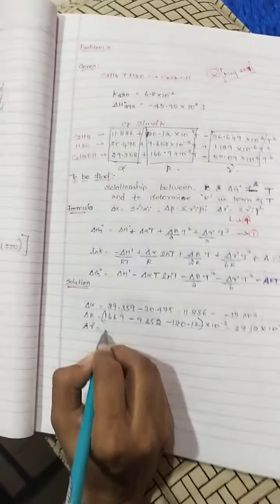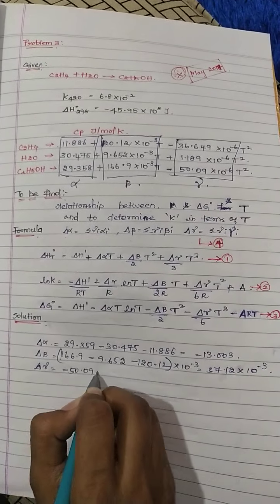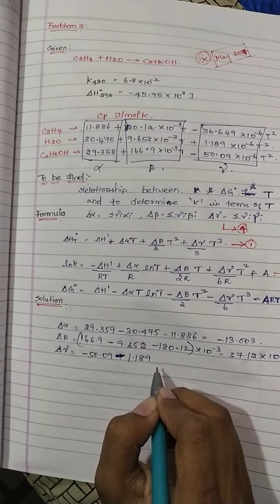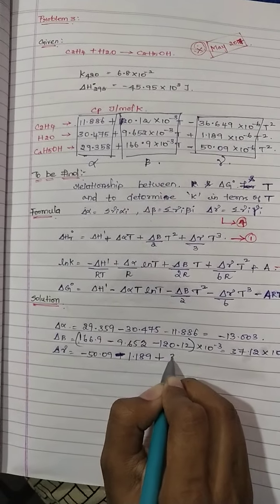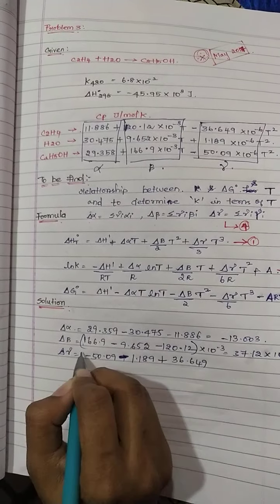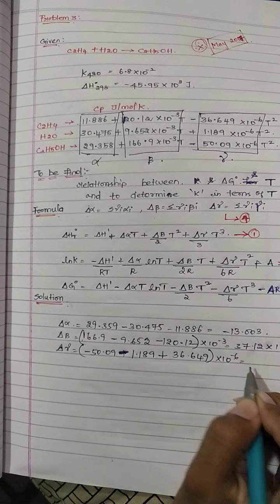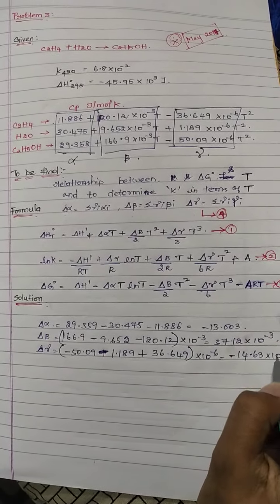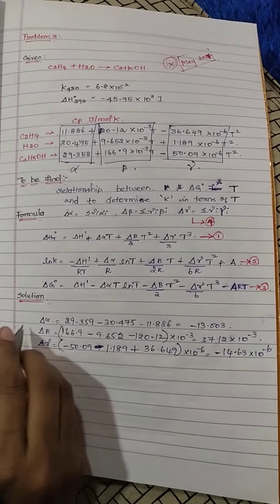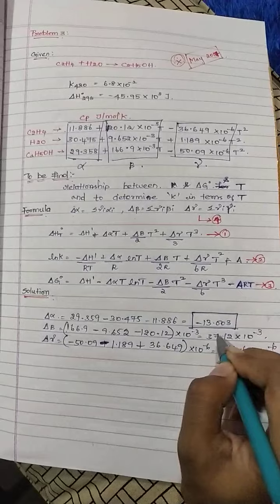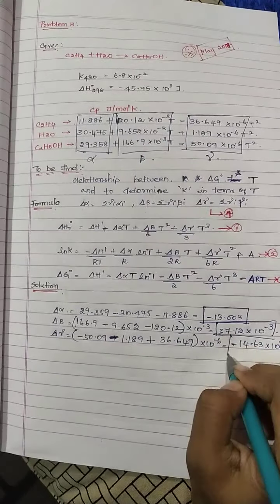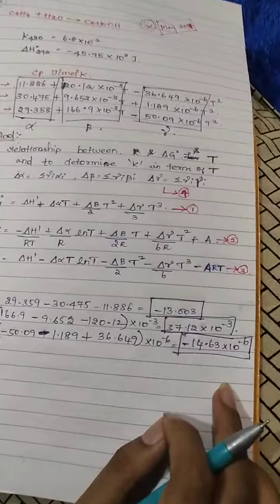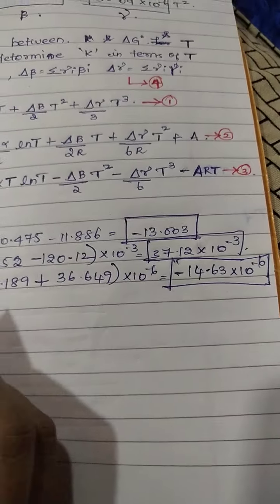Similarly, del gamma, product is minus 50.09 plus, it is minus reactant, so minus 1.189. Already one negative sign is there, so plus 36.649 overall into 10 power minus 6, which will be equal to minus 14.63 into 10 power minus 6. So we found del alpha, del beta and del gamma. So this is very important to do the problem. Always cross check your answers, you may make mistakes.